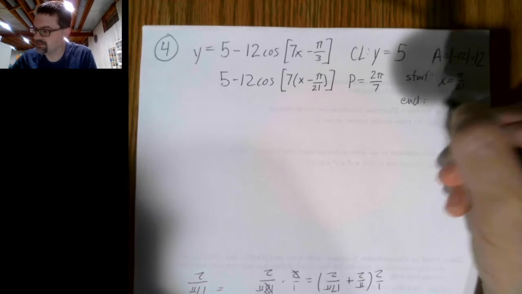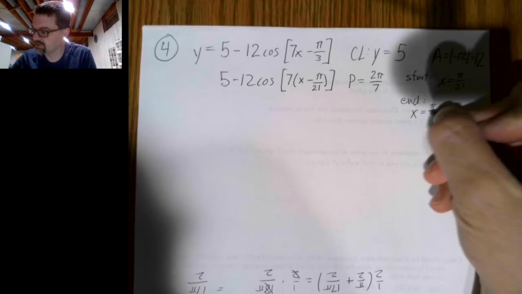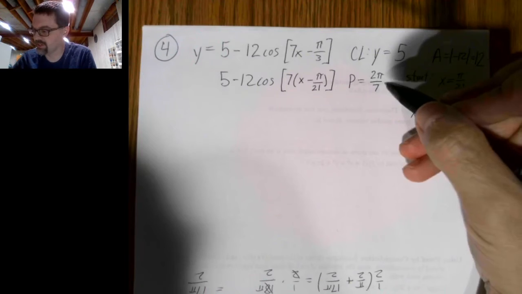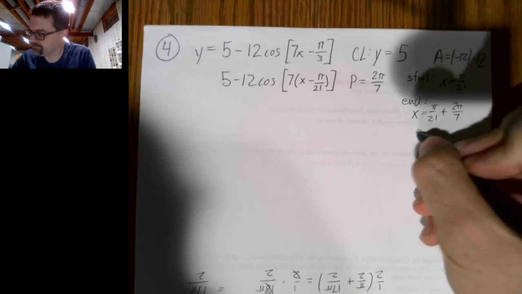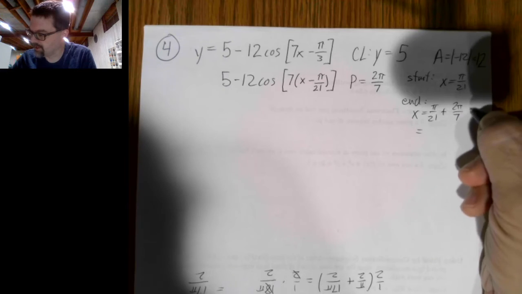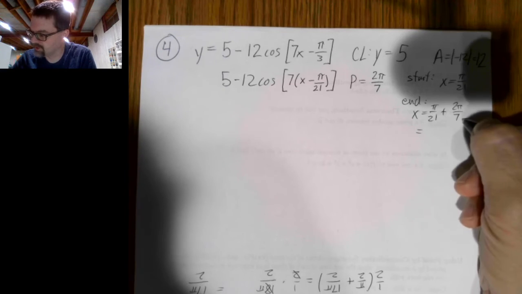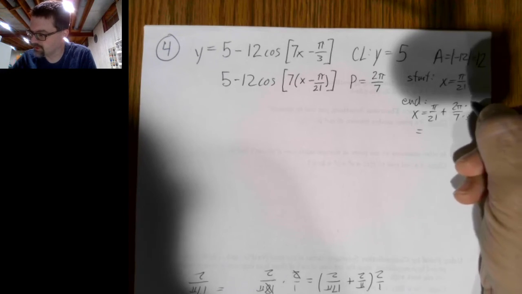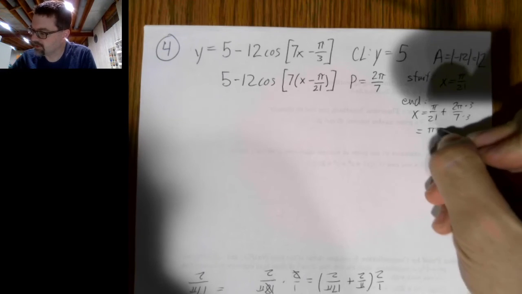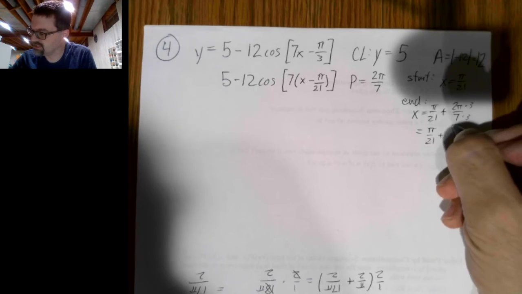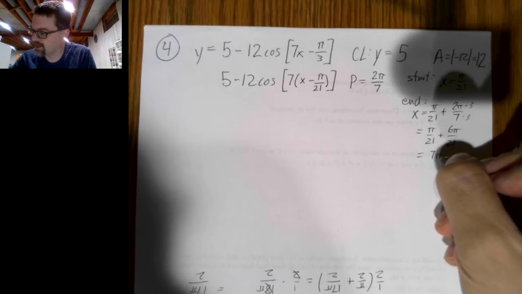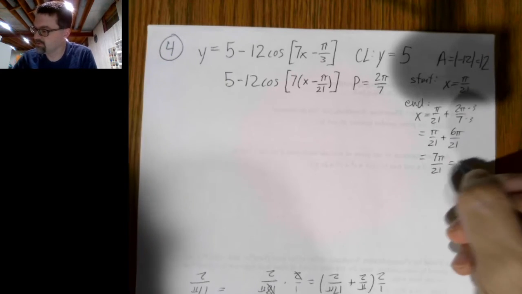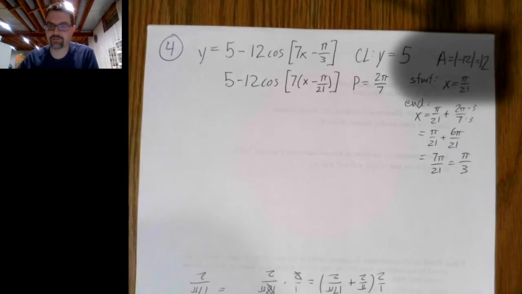So this is going to end at x equals the start plus the length of one cycle, and that's the period. So, well, we need a common denominator. We can turn 7 into 21, so times 3 times 3. So pi over 21 plus 6 pi over 21 is 7 pi over 21, which happens to be just pi over 3.